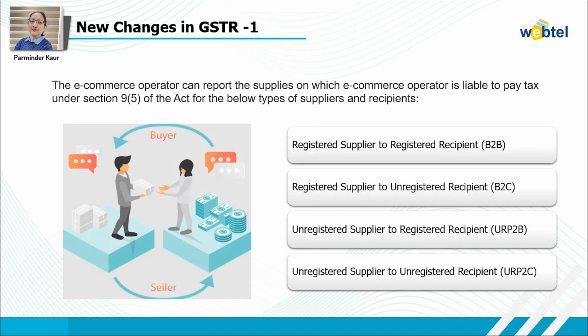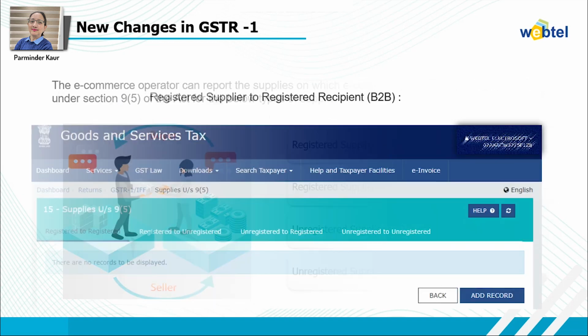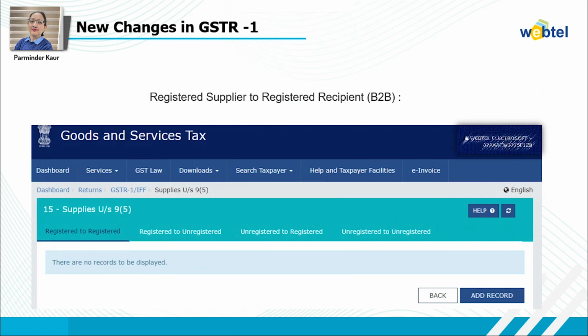So the e-commerce operator can report the supply on which the e-commerce operator is liable to pay tax under section 9(5) of the Act. For the below types of supply, the recipient needs to be mentioned. First is registered supplier to registered recipient, registered supplier to unregistered recipient, unregistered supplier to registered recipient, unregistered supplier to unregistered recipient. So we will check one by one all the forms, how we have to fill the details. As you can see, all the four reports are available in different tables under table number 15, that is supply under section 9(5).